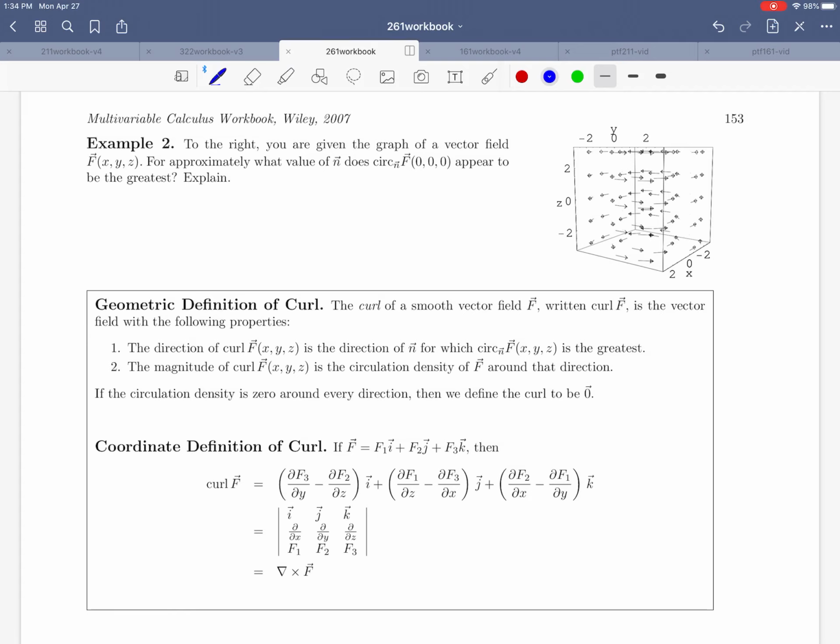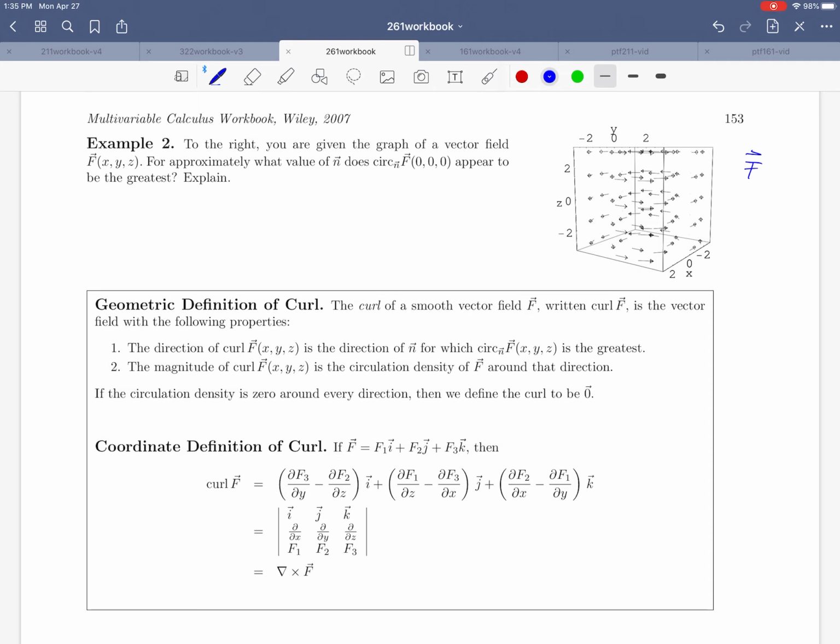So in example 2, we are again looking at our old friend, the vector field F that is rotating around the z-axis in every plane parallel to the xy plane. We have already seen it a couple of times, and we have imagined placing our paddle wheel inside this vector field with the handle pointing in different directions, and we saw that depending on what direction we pointed that handle, we got different values for our circulation and also for our circulation density. And sometimes it was clockwise, sometimes it was counterclockwise, and sometimes it was 0.